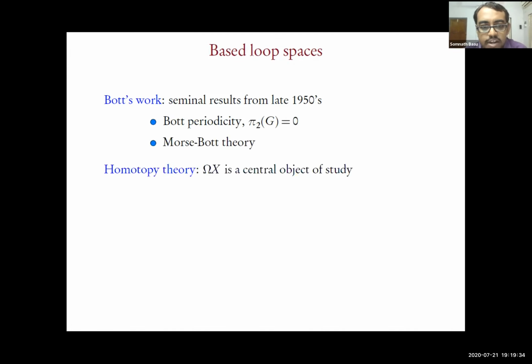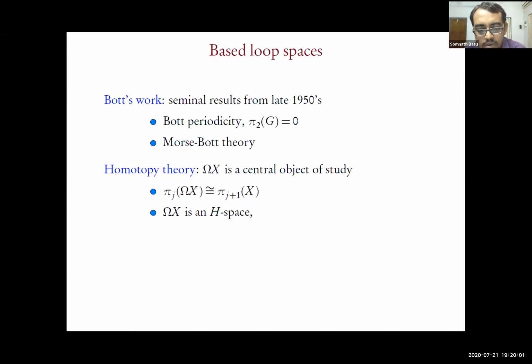On the other hand, in homotopy theory, the based loop space is a central object of study. It's just an important object there, and there are various properties that one uses. There's an adjunction, which if you haven't seen, it's fine. This is something very useful. It switches the homotopy groups of X to homotopy groups of the based loop space, and it's an H space.